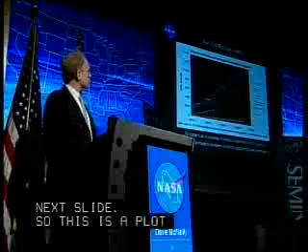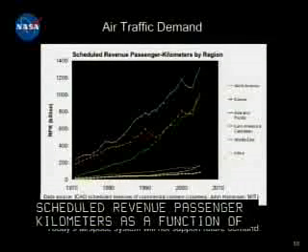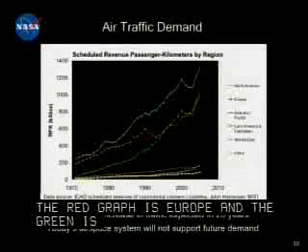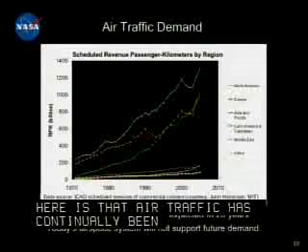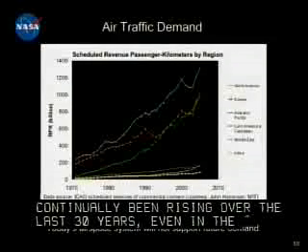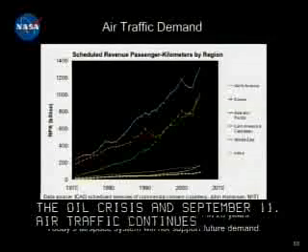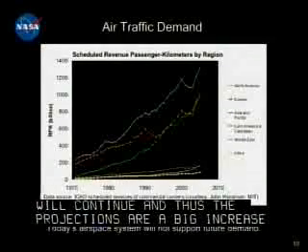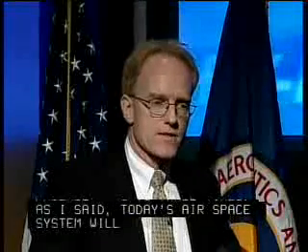Next slide. So this is a plot of the scheduled revenue passenger kilometers as a function of time. You can see the blue line is North America, the red graph is Europe, and the green is Asia and the Pacific. The point of this picture is that air traffic has continually been rising over the last 30 years, even in the presence of big problems like the oil crisis and September 11th. Air traffic continues to rise, and all of the projections for the future are that that trend will continue, and thus the projections are a big increase in traffic in the next 20 years, probably two to three times. And as I said, today's airspace system will not support a substantial increase in traffic. Next slide.